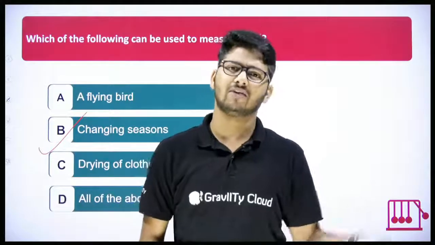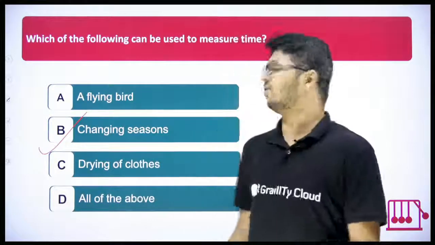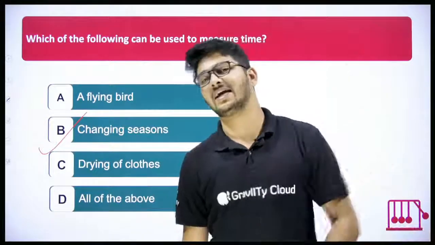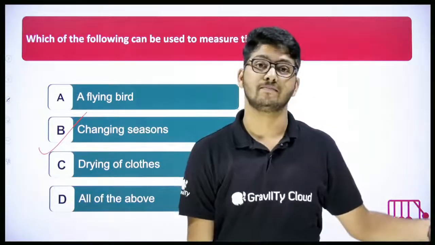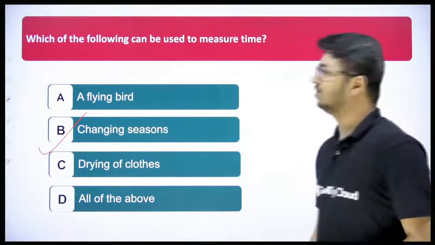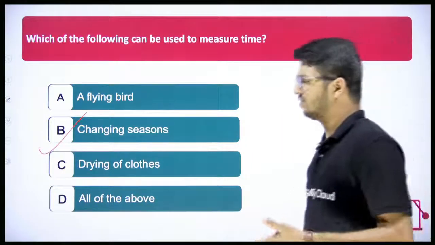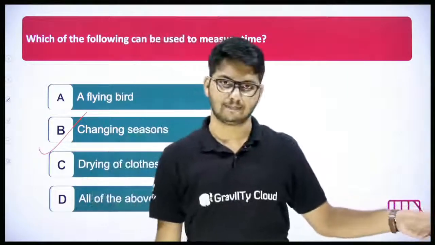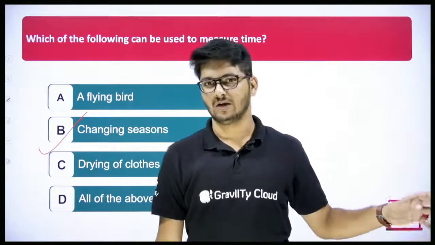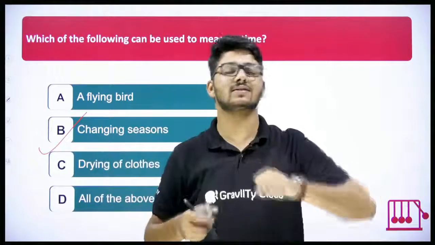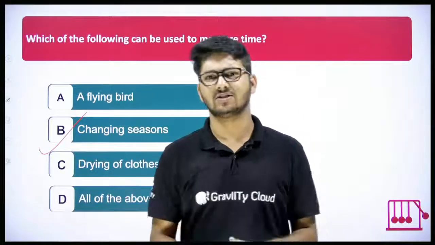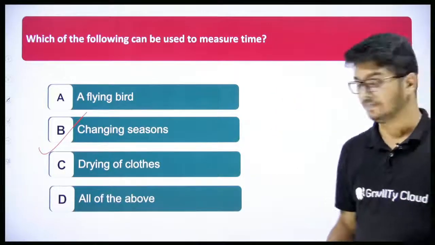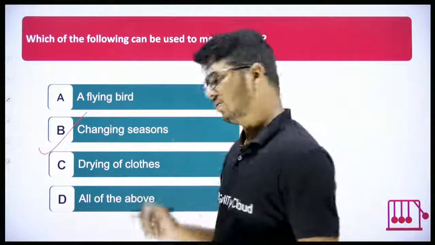We don't know for how long it will fly, or after how long it will come back. But with changing seasons, we know the exact time. One season has gone, the same season has again come, that means it is 1 year. Yes or no? The changing of seasons can be used to measure time. Drying of clothes, in summer clothes dry quickly. In winter they take much more time. It is a simple example. It also depends on how much you have squeezed the cloth. So there are different possible cases, and we cannot say what it is. But seasons are regular. So changing seasons, yes, we can use it.